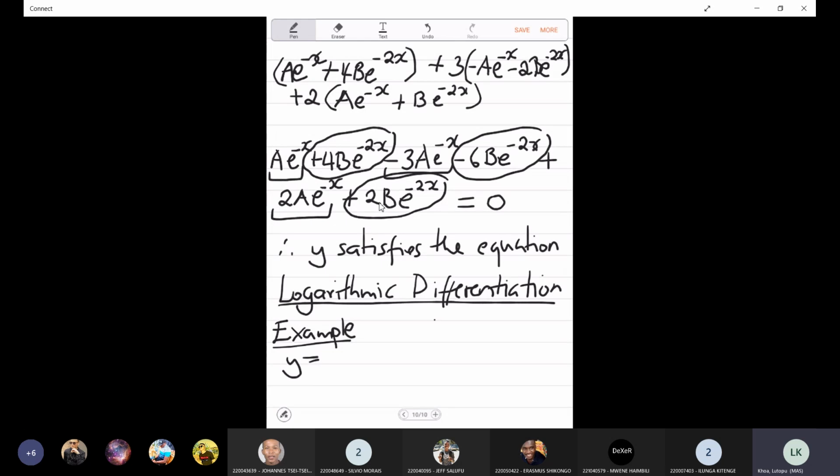We have y is equal to (1 plus x)(1 plus 2x) over (1 minus x)(1 minus 2x). So this one you can easily differentiate using the quotient and the product rule, or you could multiply out the brackets and then just use the quotient rule, but that would take quite a bit of time. So a better way to do this might be to introduce logarithms on both sides. So you take ln on both sides.